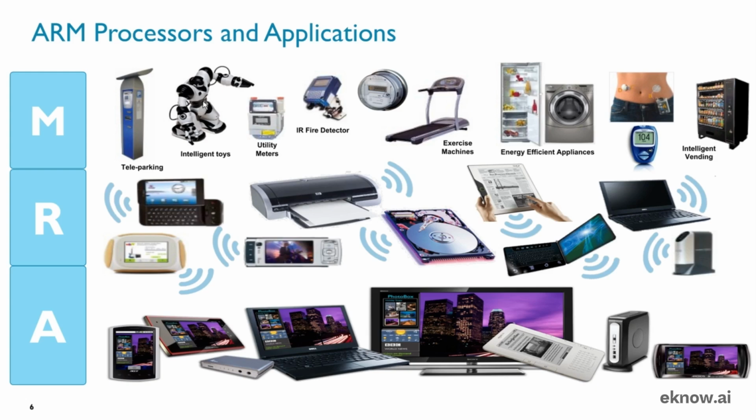Let's start at the top with M. M stands for microcontroller. The devices in this top section are things like intelligent toys, utility meters for electricity or water, and even large appliances like refrigerators and washing machines. What do these have in common? They need a small, efficient brain to perform a very specific set of tasks. They need to be cost-effective and, very importantly, extremely power-efficient, sometimes running for years on a single battery.